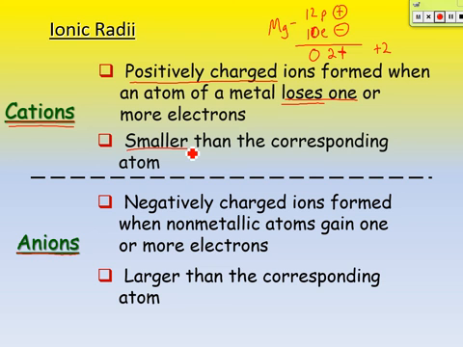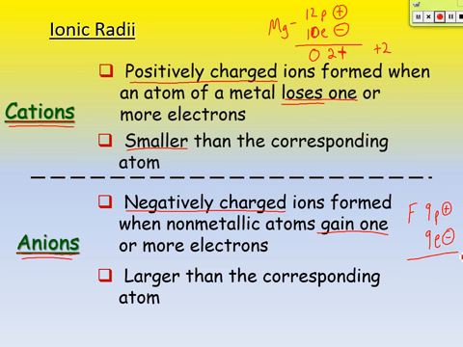Okay, now let's go to the opposite. Let's talk about anions. Anions are negatively charged ions formed when a nonmetal atom gains an electron. So for this one, I'm going to use fluorine as an example. How many protons does fluorine have? 9 protons, which are positive. How many electrons would it have? 9 electrons, which are negative.